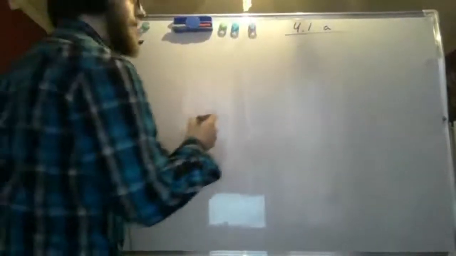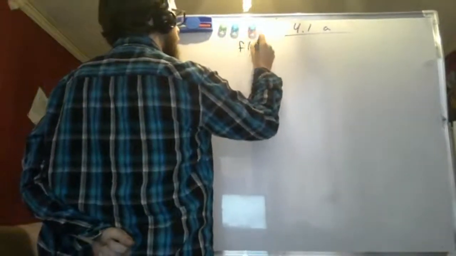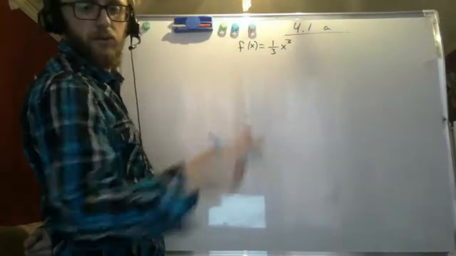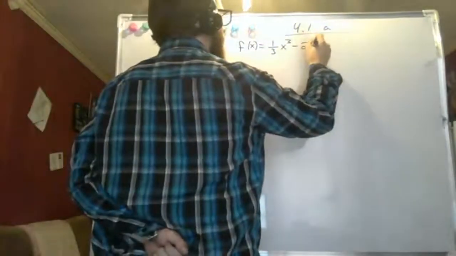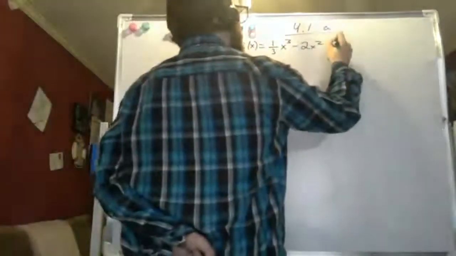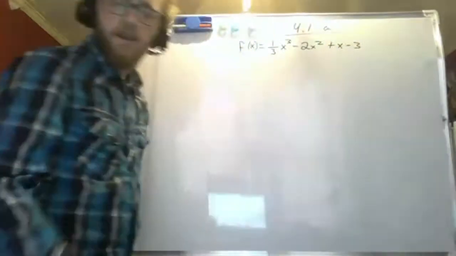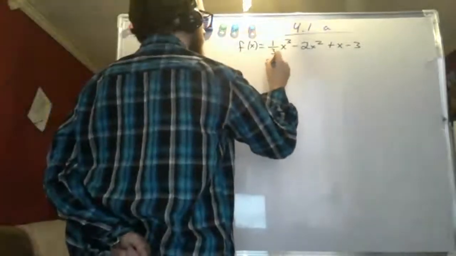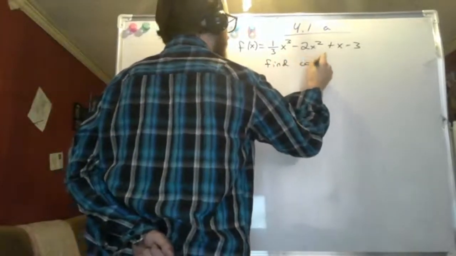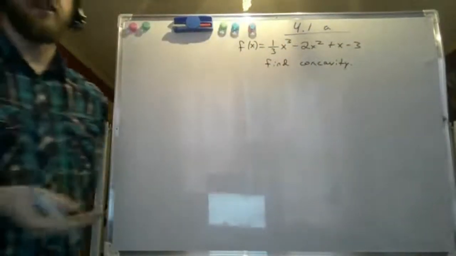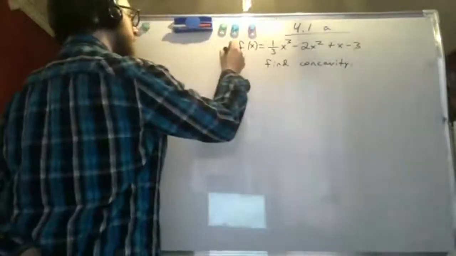Okay, so example 1. Let f of x equal 1/3 x cubed minus 2x squared plus x minus 3. And suppose the question asks, find where the function is concave up or down. So find concavity. What is concavity? It's all about the second derivative. So that's exactly what we're going to do here.